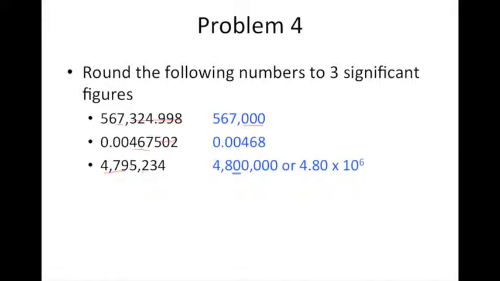Now, this is a little tricky here. Because we want 3 significant figures, how do we indicate that this 0 is significant? Well, there's a couple of ways. One way is just to underline it. If we underline that 0, that's a way of indicating that that's significant. But more commonly, we can write this number in scientific notation: 4.80 times 10 to the 6. Again, all of these numbers that you see in scientific notation are significant. So that would be how we would round those correctly to 3 sig figs.